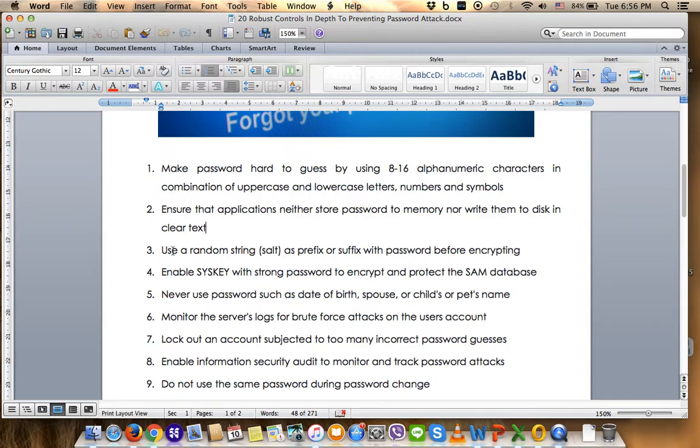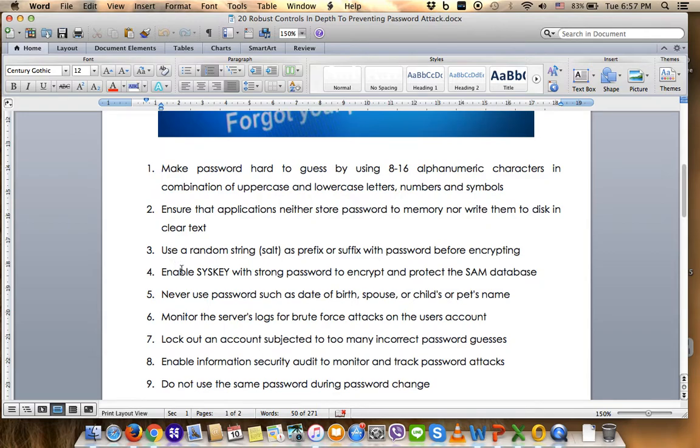So the control number three, use the random string salt as a prefix or suffix with a password before encrypting. So this is the system development method that require the developer how to play smart with the password handling. Ensure that we need to put the strong password mechanism before we transmit the data. So all passwords need to be encrypted before transmit the packet communication over the corporate network.